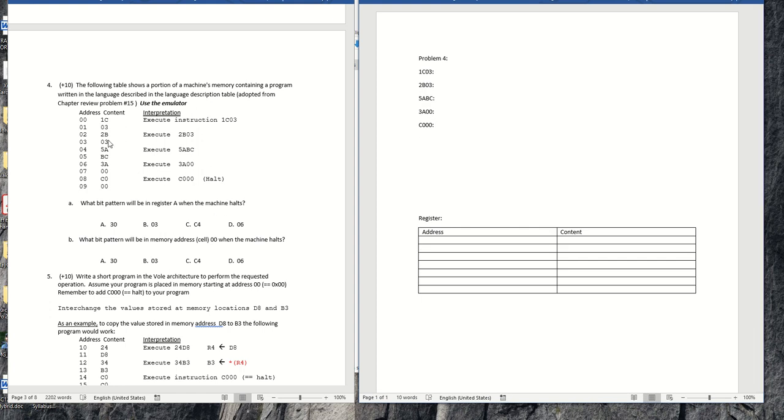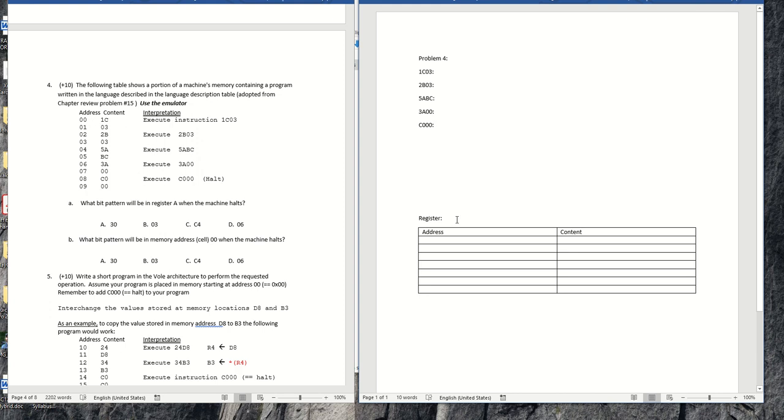So, problem 4 says the following table shows a portion of a machine's memory containing a program written in the language described in the language description table. So the one we're referring to. Things to note, this is the main memory. This should hopefully make sense to you, since the main memory always holds the main program. According to the book, that's where the program lives, in the main memory.